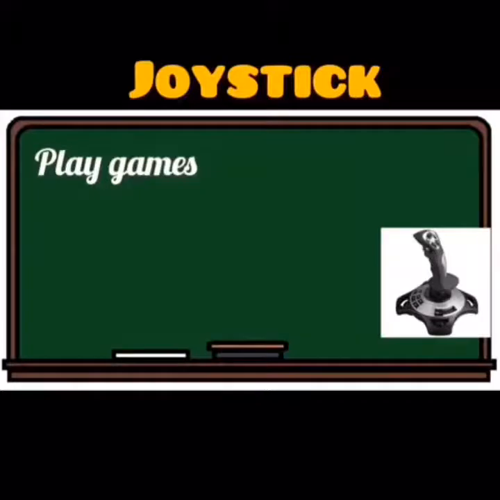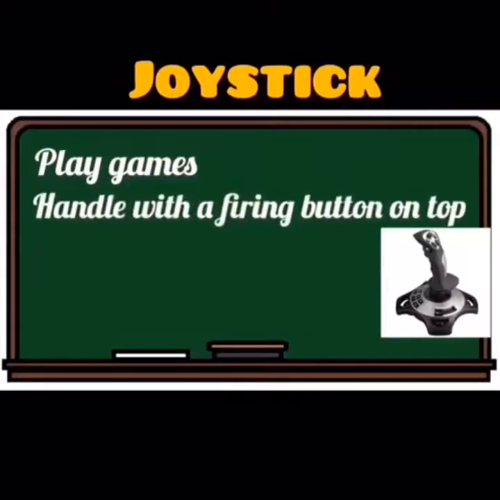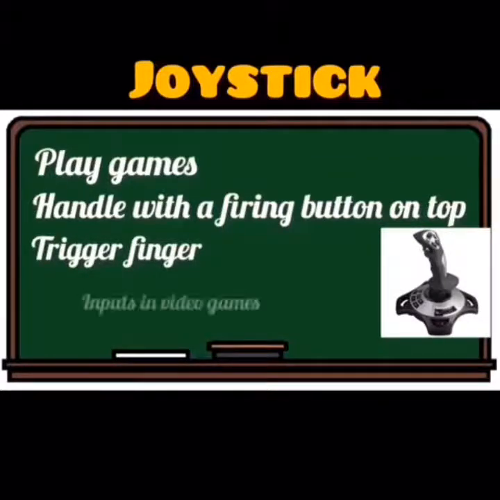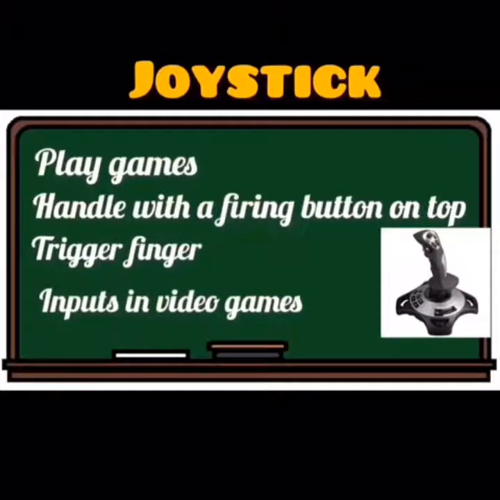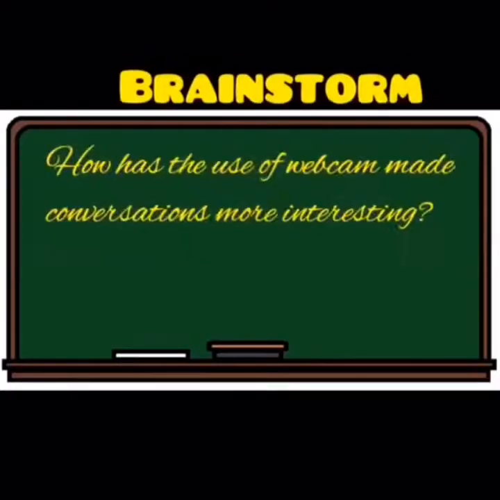There are some controls shown in this picture, like the handle with the firing button on the top, and you have a trigger also on the top. Using this, you can give input in video games. For example, you can move here and there using the controls in the joystick. So, these are the input devices that we are going to see today. And we have a brainstorm part in this.